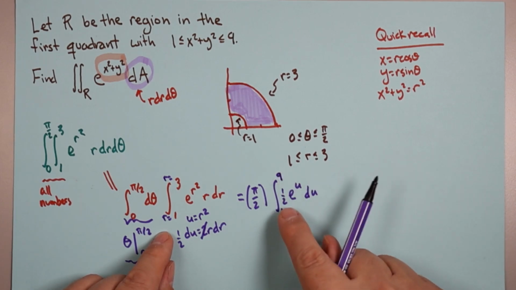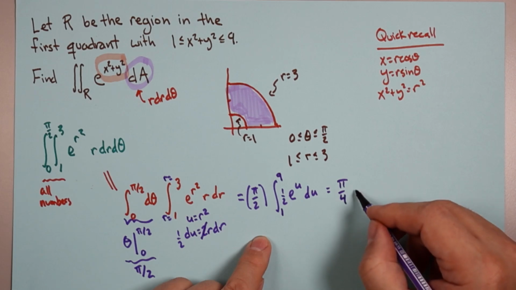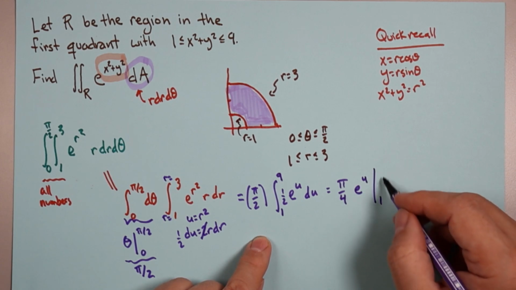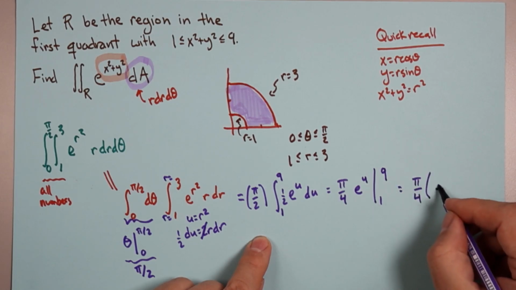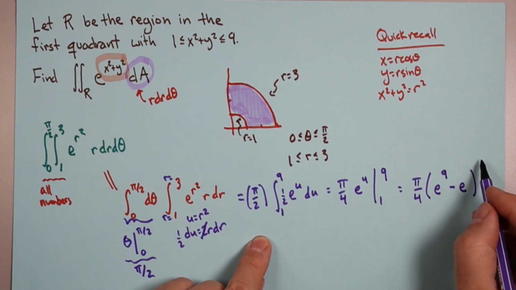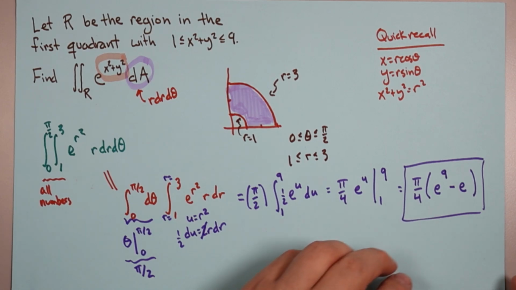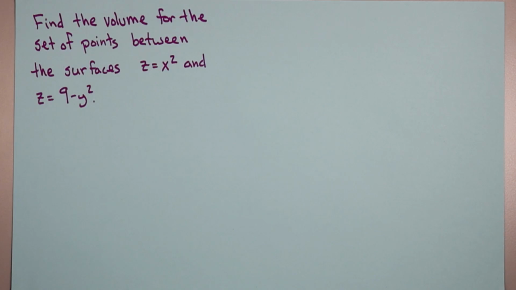Well, okay, we can integrate. 1/2 comes out, so that makes pi over 4. And we have e to the u, because the integral of e to the u is e to the u, evaluated from 1 to 9, which gives us pi over 4 times e to the power 9, subtract e to the power 1, which we just call e, and there we go. Okay, wonderful. We're able to do things, and we like doing things. Doing things is one of our favorite things. All right. Well, let's try another problem.